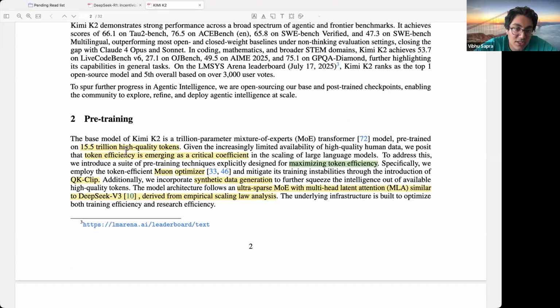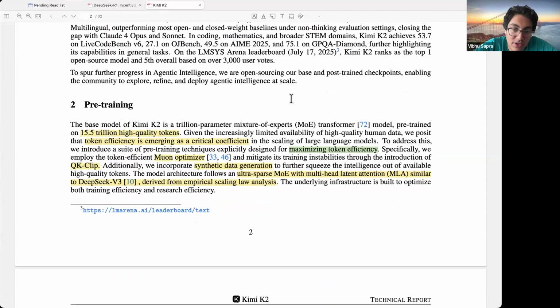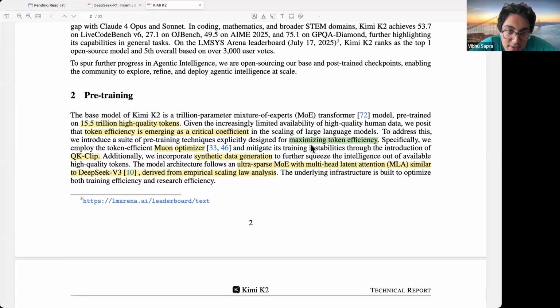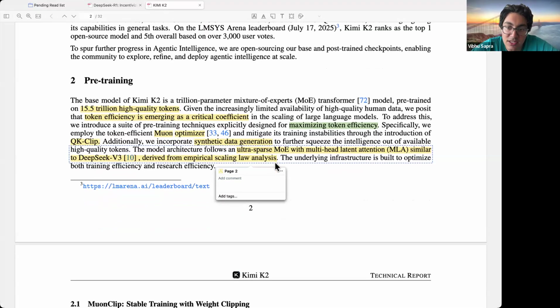Okay, pre-training, 15 trillion tokens. They talk a lot about token efficiency and how it's important. Basically, RL is very token efficient, right? So guess what? Do RL. They talk about pre-training techniques. Effectively, this Muon optimizer is very much a token efficiency thing as well. Then they have synthetic data gen.